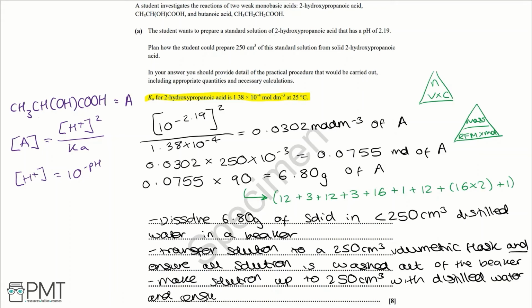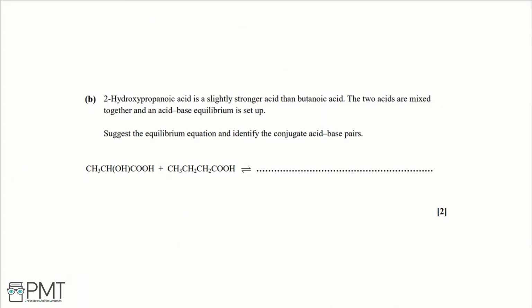To get the marks for the method part of the question, I've split it up into 3 bullet points, and each bullet point is a mark for this part of the question. So that'll get you 3 marks. Then you get a mark for working out the concentration of A, the moles of A, and the mass of A.